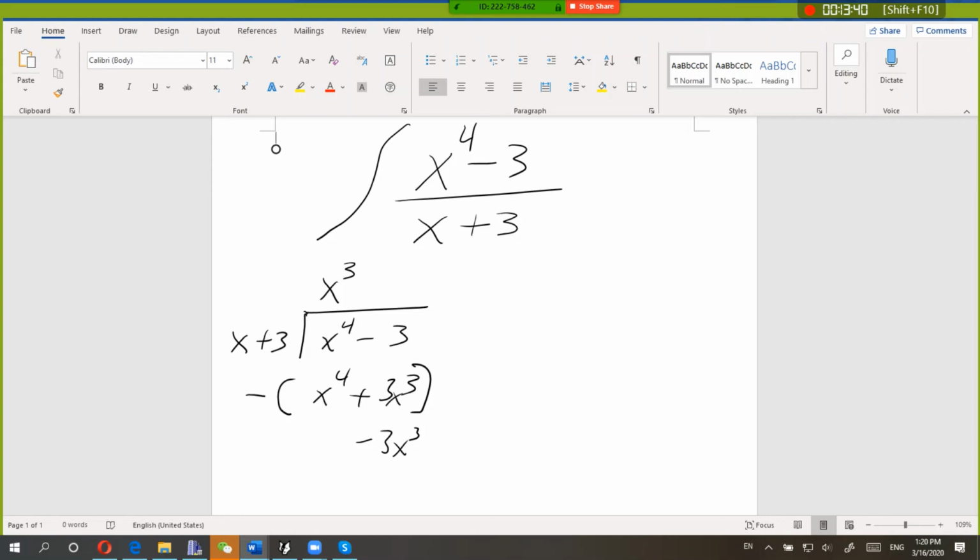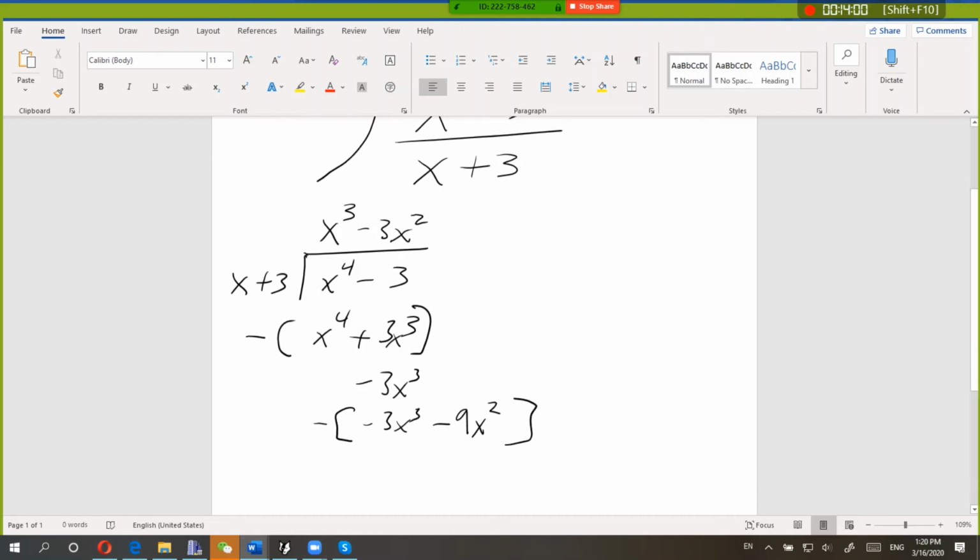In order to get a negative 3x cubed from x plus 3, I would have to multiply x by negative 3x squared. Negative 3x squared times x is negative 3x cubed. Negative 3x squared times 3 is negative 9x squared. And I'll subtract that from what we had originally to get 0 plus 9x squared.